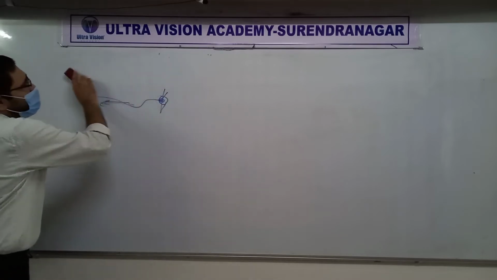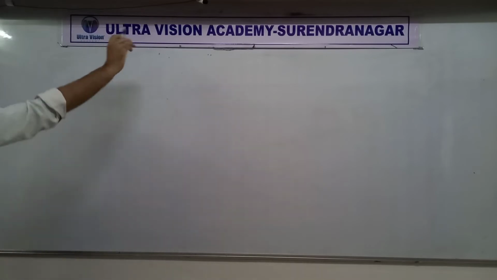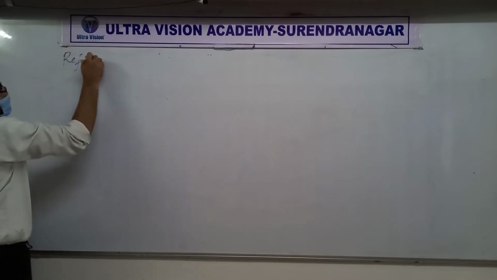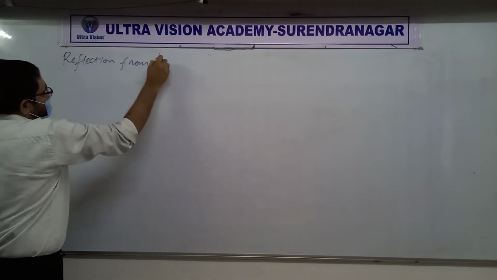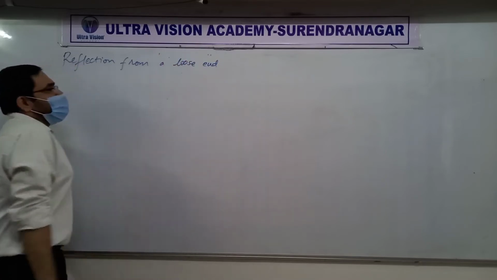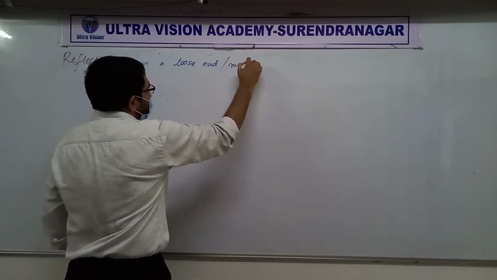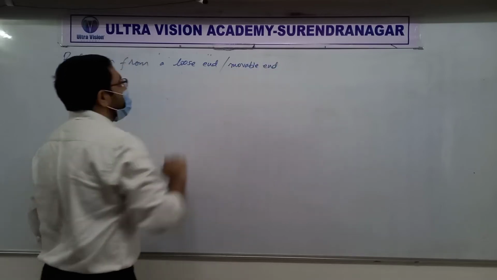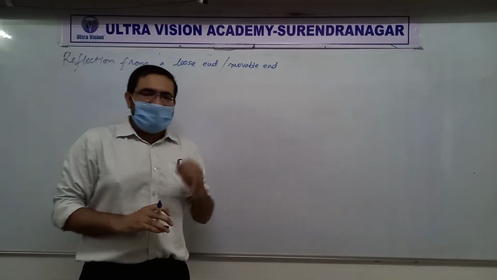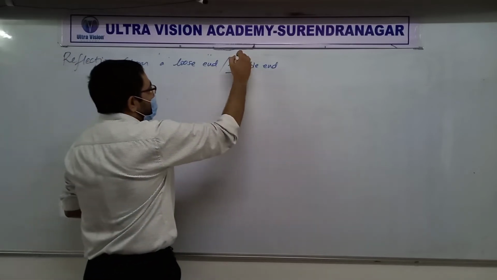Well, now, what happens if that point is not fixed? For example, let's write reflection from a loose end. Okay, or you could say movable end. What if instead of being fixed with a nail, what if it was a loose end or movable end, free end? Basically, you can also write free.